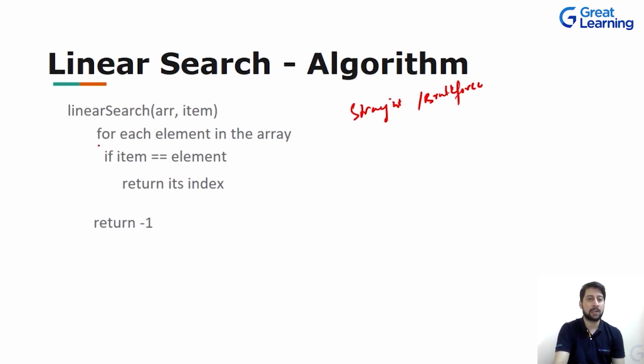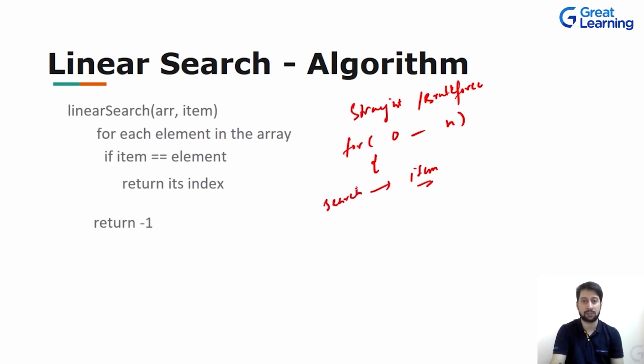So this is how it works. We have one for loop wherein we iterate through all the elements, from 0 to n, and inside that we look for the item, the element that we want to search. Let's suppose this is 50. We check if this 50 is equal to the element ARR of I, and if that is the case, we return its index, that is, we return this I.